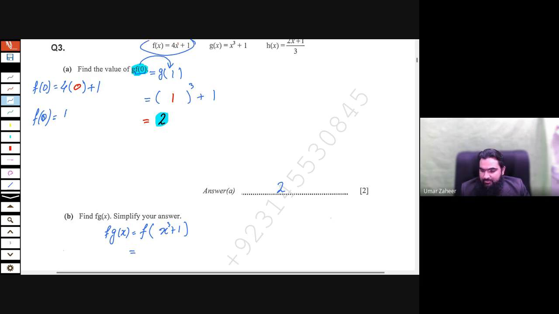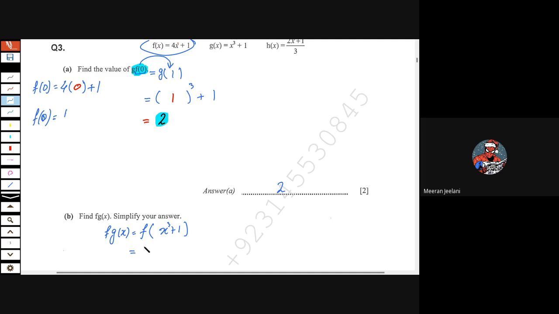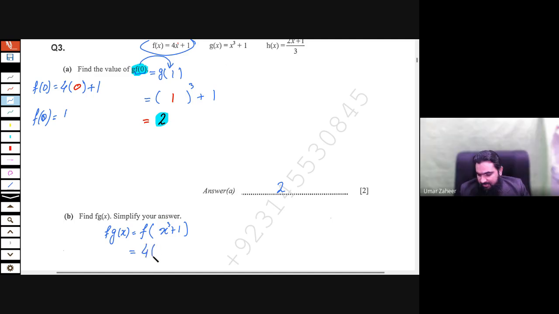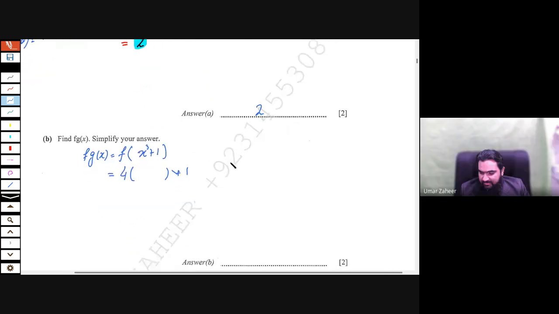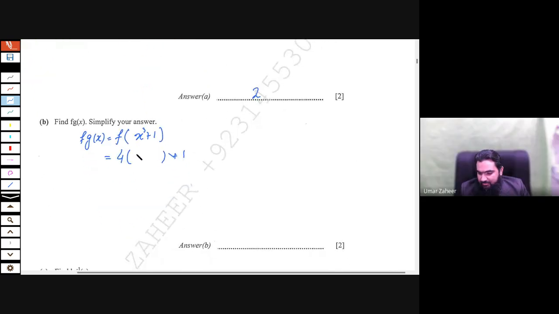What is the structure of f? 4x plus 1. 4, empty space for x, plus 1. At the place of x, substitute the value, that is x cube plus 1. It will be 4x cube plus 4 plus 1. That will be equal to 4x cube plus 5.